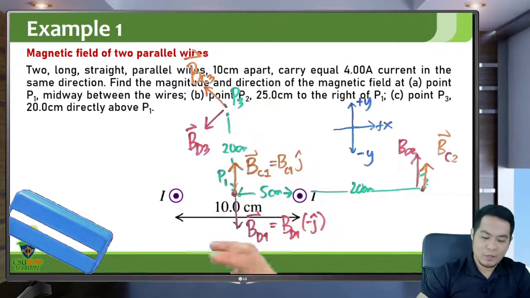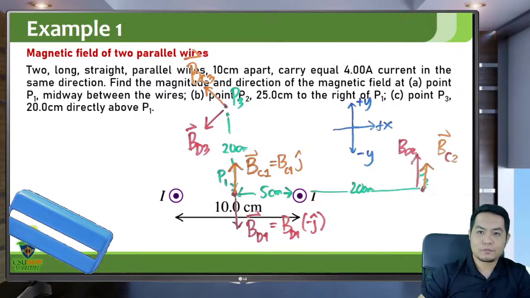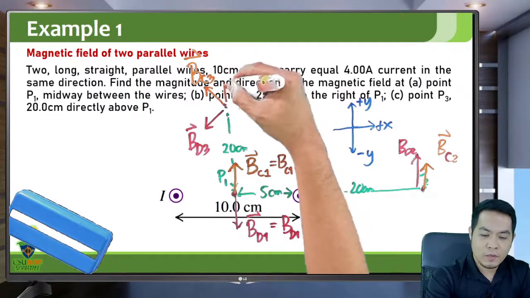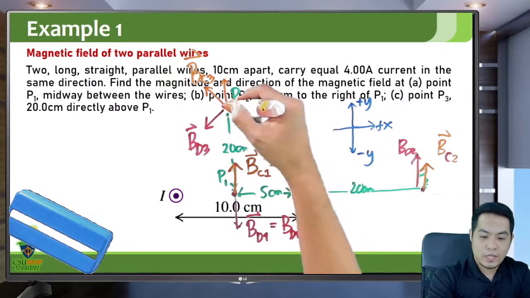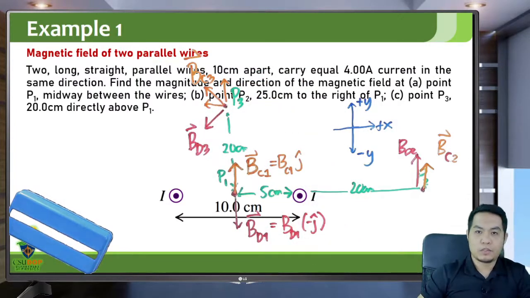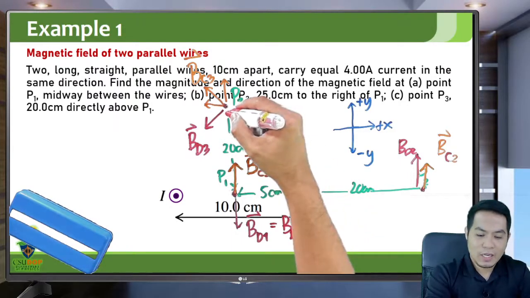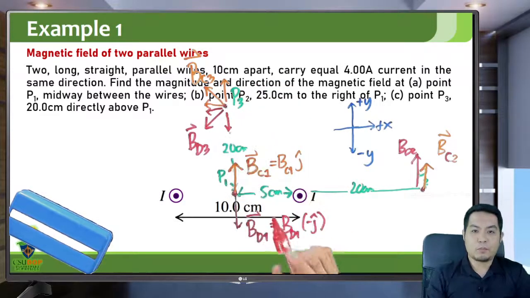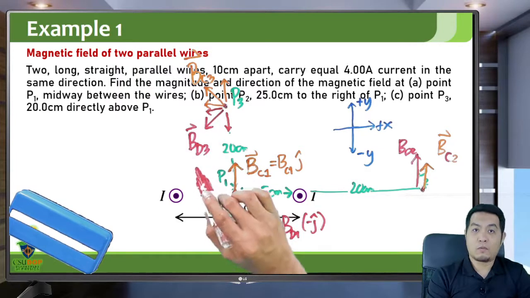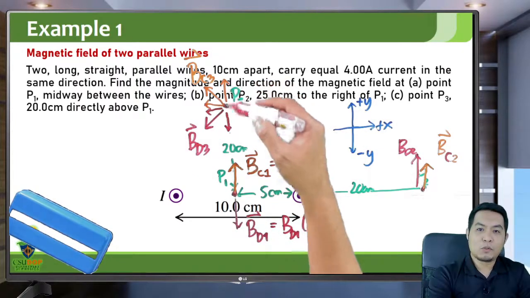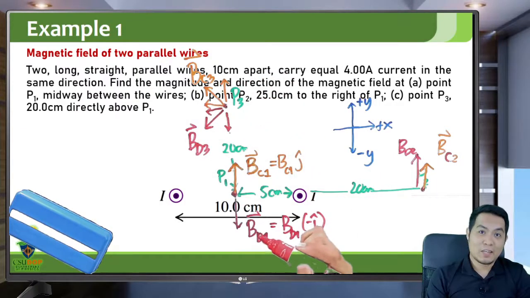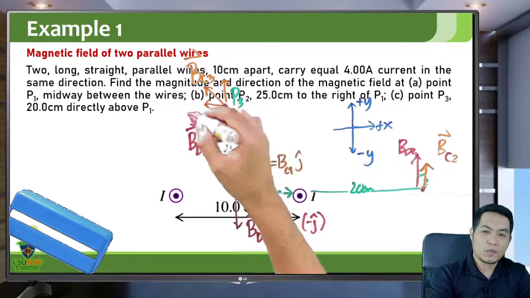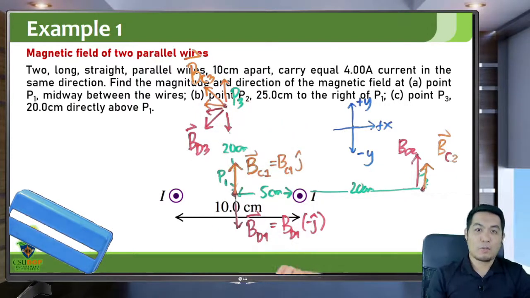For instance, BC3 will have a positive y component and a negative x component. On the other hand, BD3 will have a negative y component, also a negative x component, because BD3 is in quadrant number 3. All of its components are negative. But these two y components will actually cancel each other out. So all you need to solve for is actually the x components.